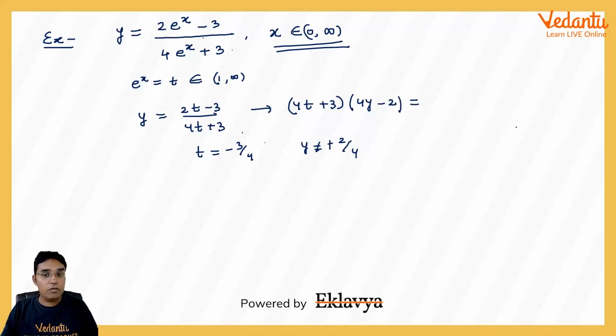Okay, now what will be the constant term? If you remember, I told you it was BC minus AD, so minus 12 minus 6, I think minus 18 it would be, you can check.